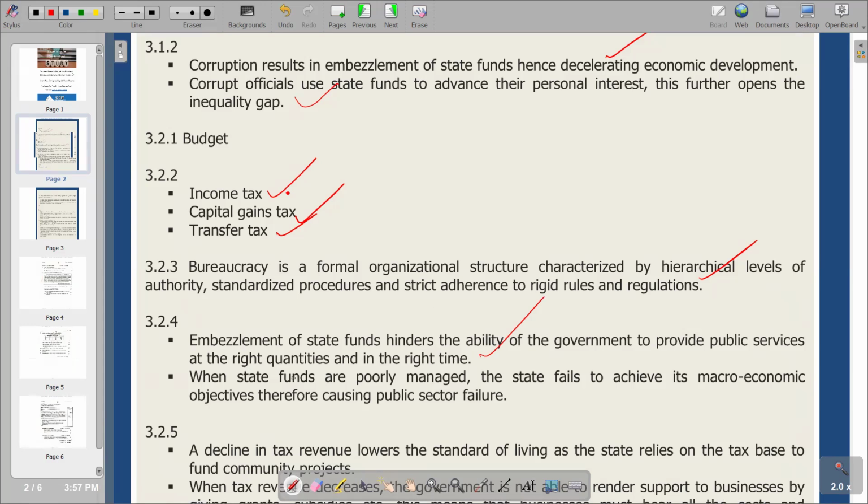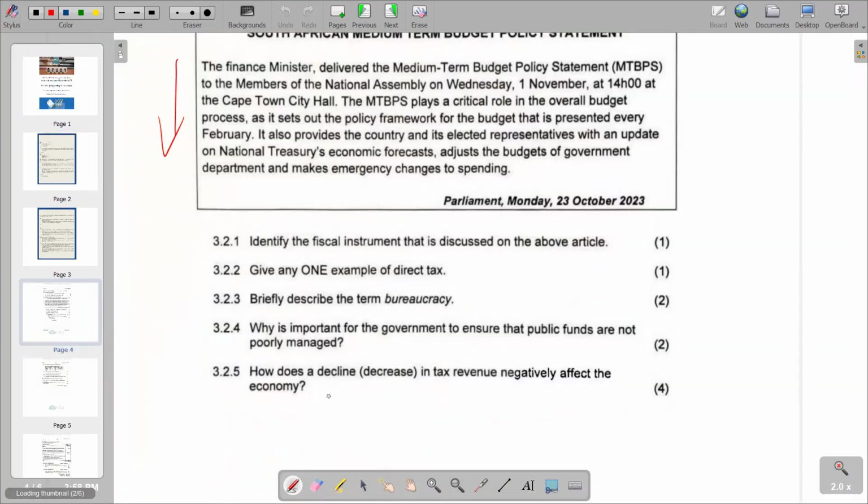When state funds are poorly managed, the state fails to achieve its macroeconomic objectives, therefore causing public sector failure. One of the macroeconomic objectives that we can talk about, we have listed them, is full employment. So when state funds are mismanaged, we are not going to attain full employment, simply as that. So we go to the next part, which is 3.2.5. How does a decline or a decrease in tax revenue negatively affect the economy?